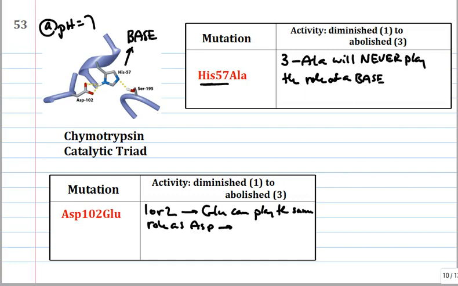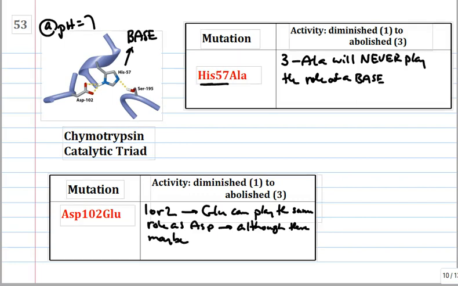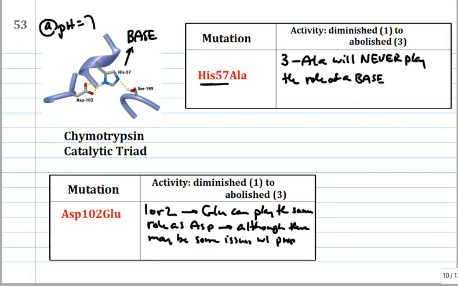So Glu can play the same role as aspartic acid in position 102, although there may be some issues with proper alignment in the active site. And what I mean by that is they're not the same size.